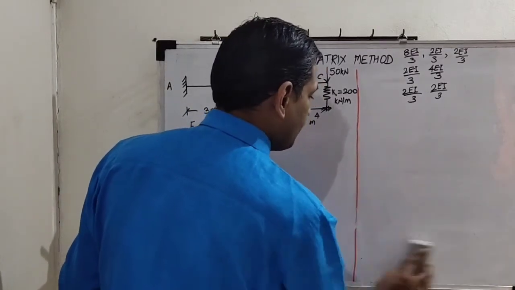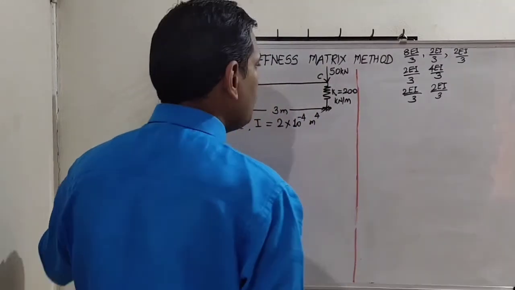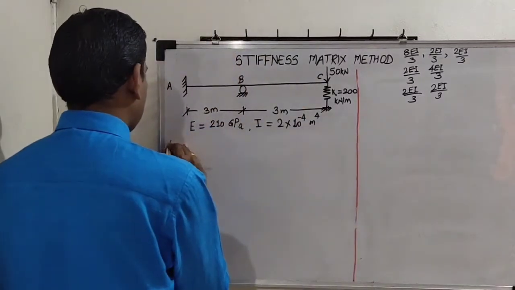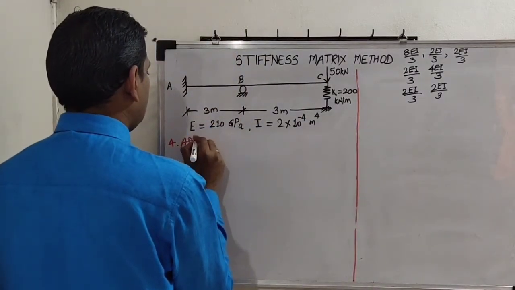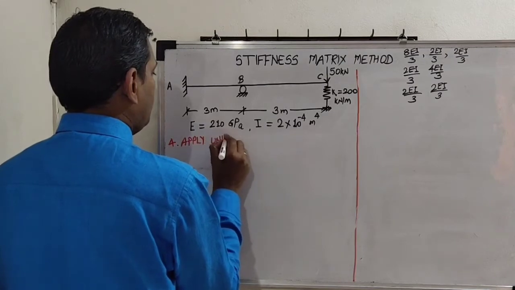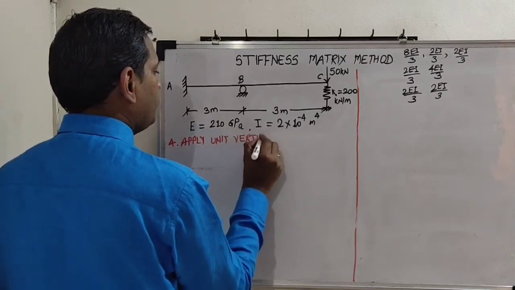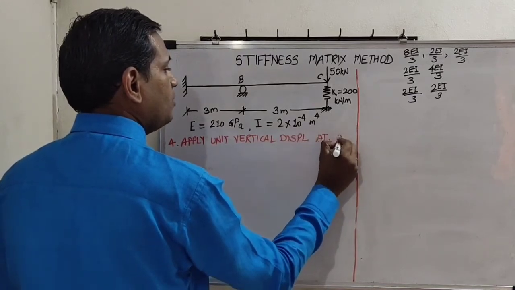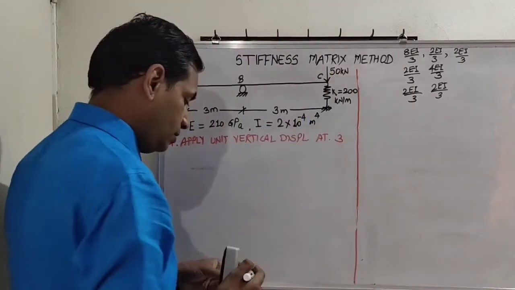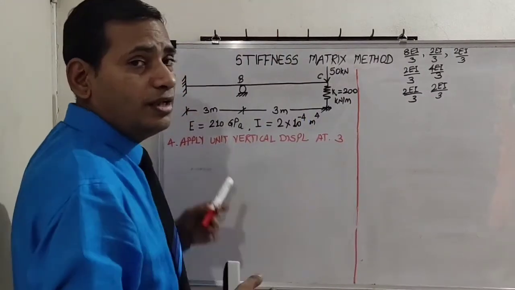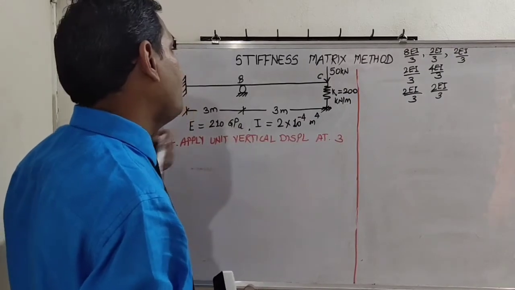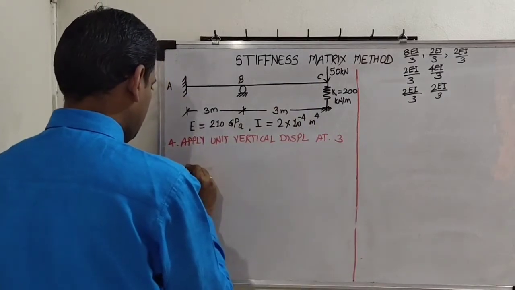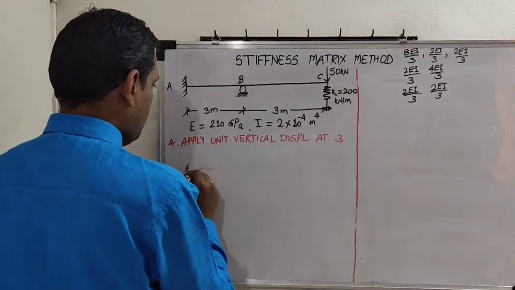So step number 4 now. What will be step number 4? Apply unit vertical displacement at 3. So we will apply vertically upward. We can apply it in any of the options, either upward or downward. So I am applying it upward. Okay.